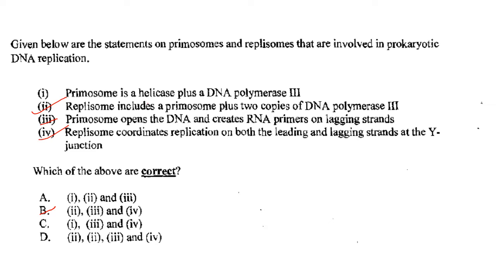So the answer is B, that is 2, 3 and 4. And chromosome is a helicase plus a DNA polymerase 3. Now chromosome consists of 7 proteins, that is DNA G primase, DNA B helicase, DNA C helicase assistant, DNA T, PRI A, PRI B and PRI C. So 1 is wrong, whereas 2, 3 and 4 are correct. So the answer is option B.